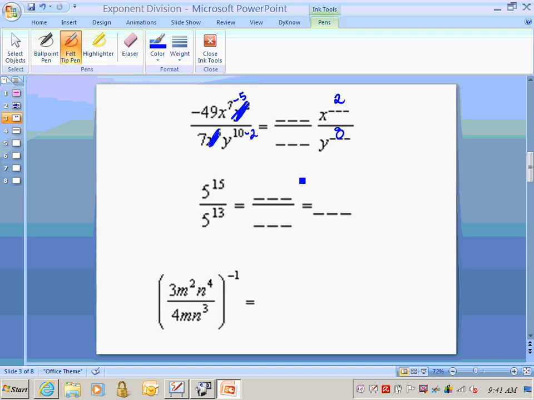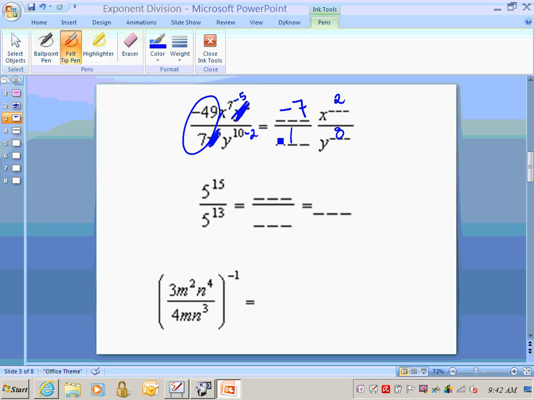Okay, now with my coefficients. Okay, my numbers out in front here, negative 49 over 7, I didn't have any exponents, so those are considered coefficients right now. What does that reduce to? 7, right? So it would be what on top? Negative 7 over 1.